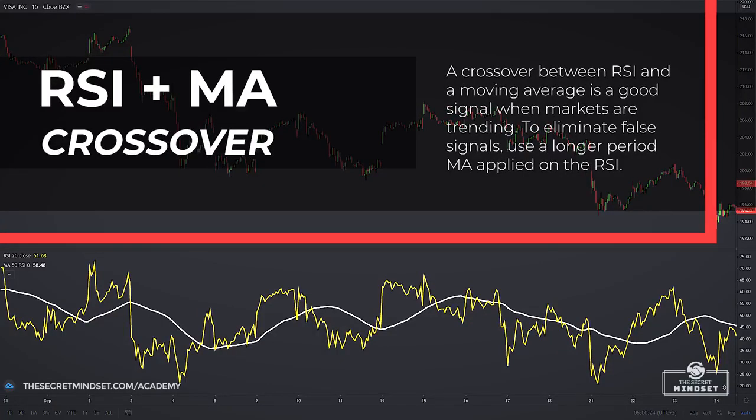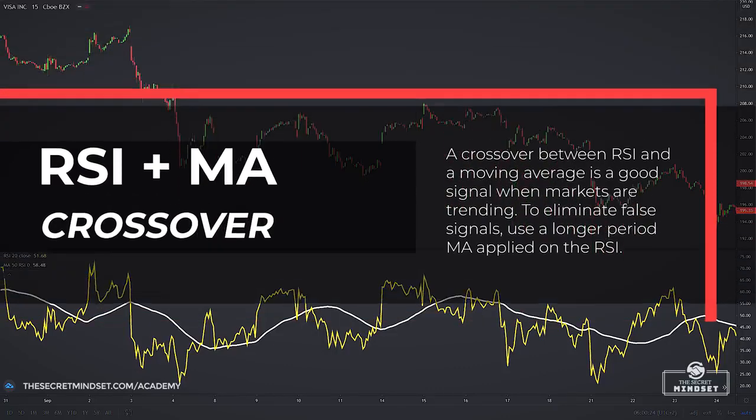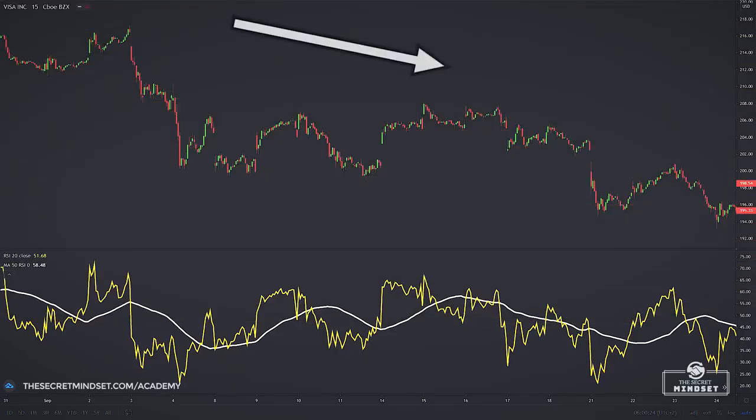From my experience, a longer-term moving average added to the RSI will work better than a short-term moving average and will produce fewer false signals. So instead of adding a 10 moving average on the RSI, for example, I advise you to apply a 50 moving average or a 100 moving average period and start from there. You can then decrease the length on the moving average after you backtest the signals.